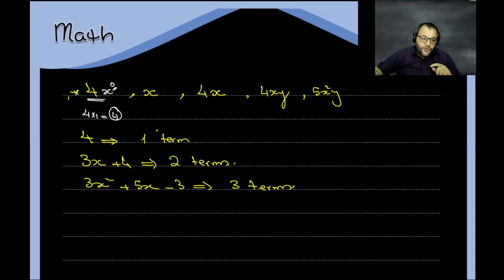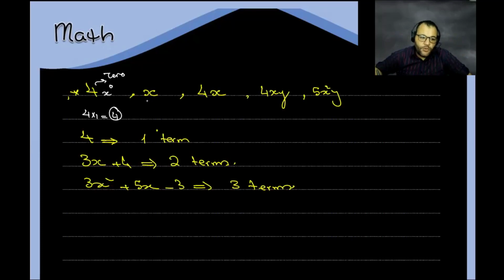So if you find just a number, it means this one is of 0 degree. Why 0? Because it is multiplied by x to the power 0. Because we say the algebraic expression is the product of a numerical value and the algebraic variable. Number times variable. You understand it? Okay.